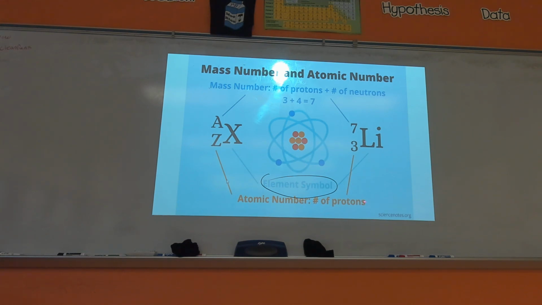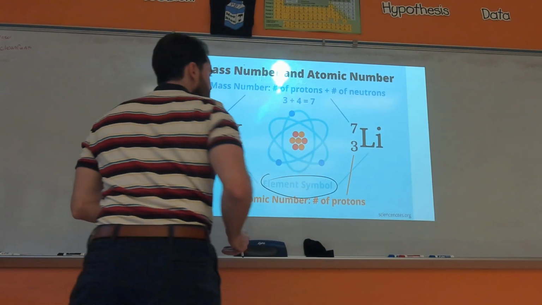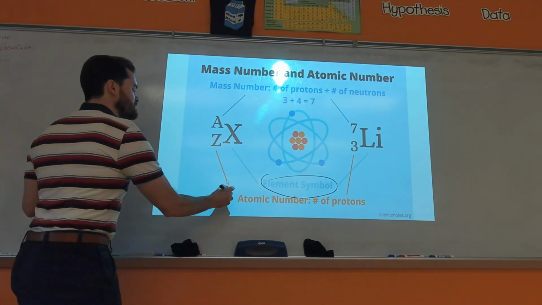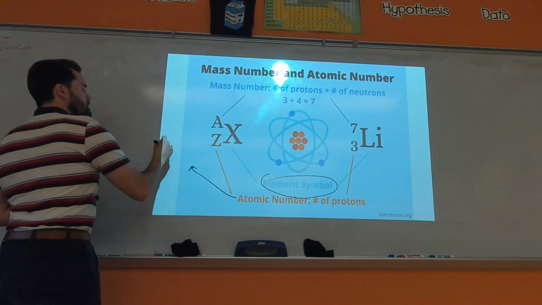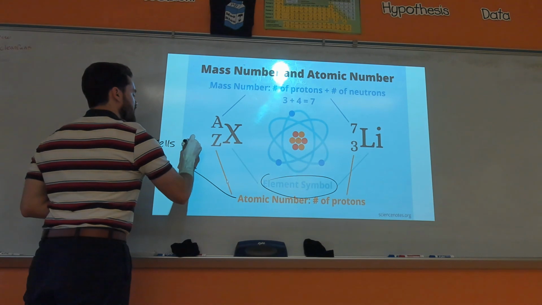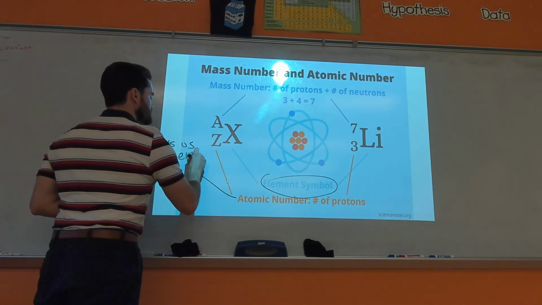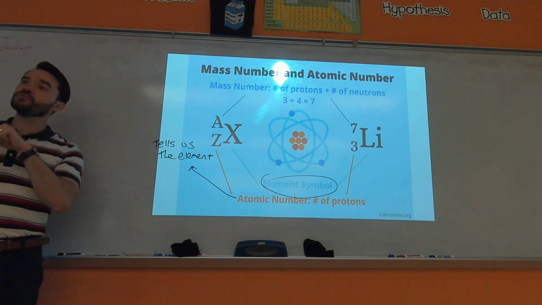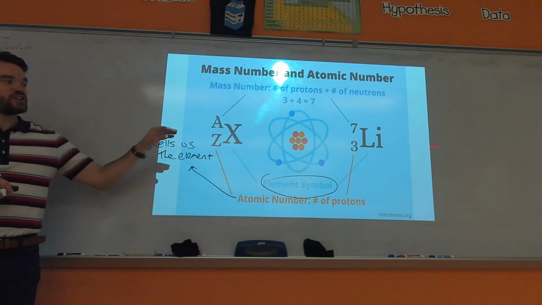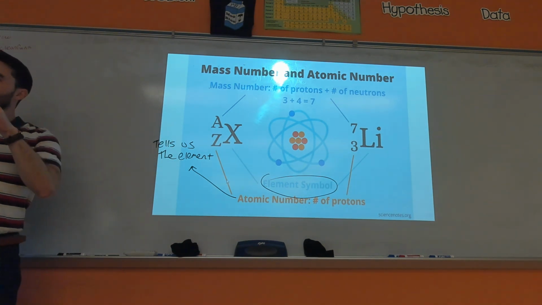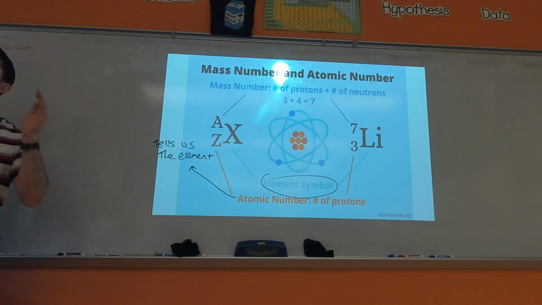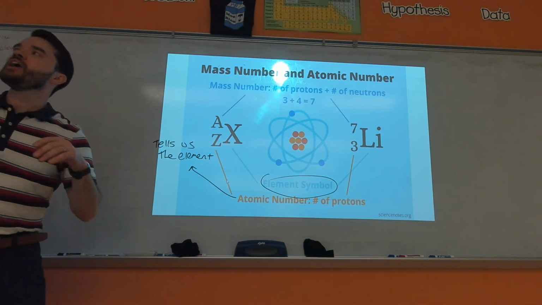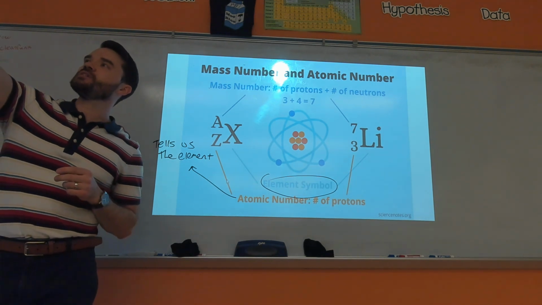Now the atomic number is the number of protons. So if you see a 3 right there for lithium, that means lithium has 3 protons. Now there's something else for the atomic number. The atomic number tells us the element. In other words, the element you're working with is determined by the number of protons. So any atom with 3 protons is always lithium. If it has 4 protons, it would no longer be lithium. It would be the next element in the periodic table, which would be beryllium. If it has 5 protons, it would then be boron.